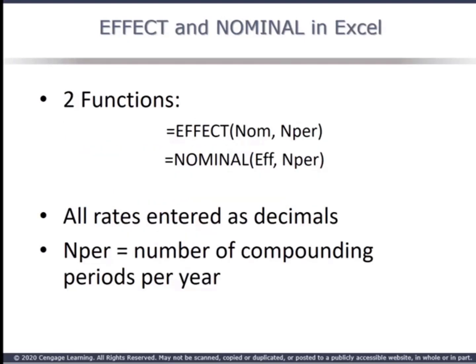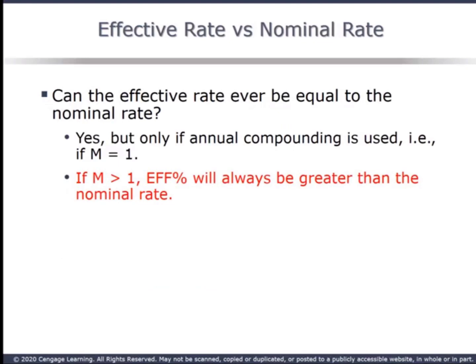Excel has 2 functions which make these conversions as well, effect and nominal. Remember that in Excel, rates are entered as decimals. Note, anytime the compounding periods per year is greater than 1, the effective annual rate will be greater than the nominal rate.